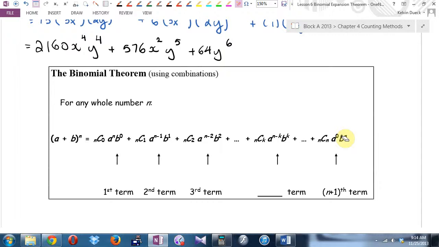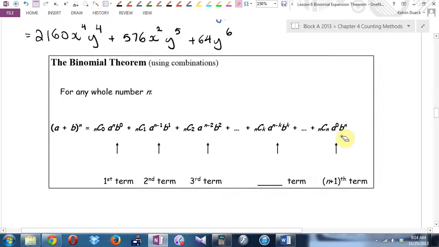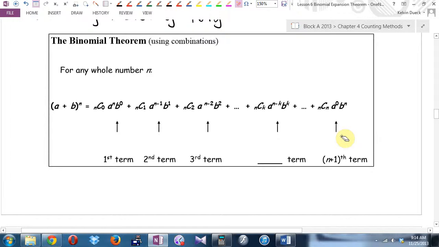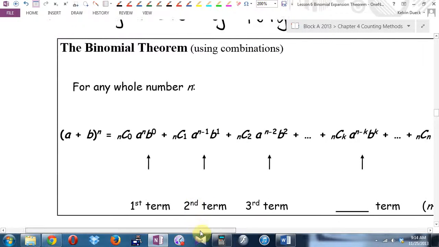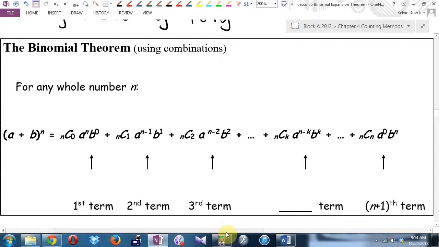No. Here's why. Look up. Ready? We want to look for a pattern. In fact, I think I'm going to zoom in a little bit more. This is the first term. What's the exponent on B? What's sitting next to the C?